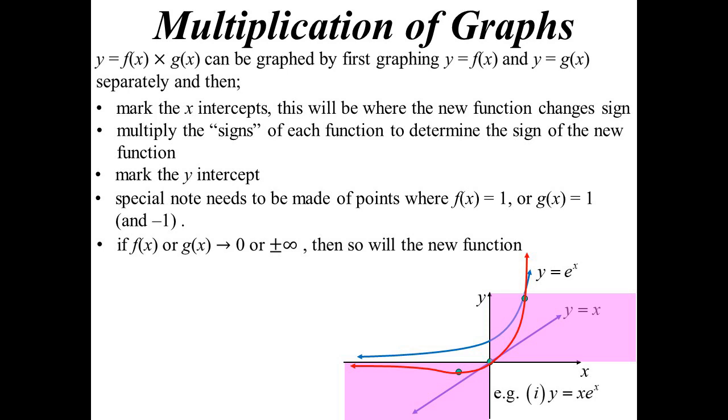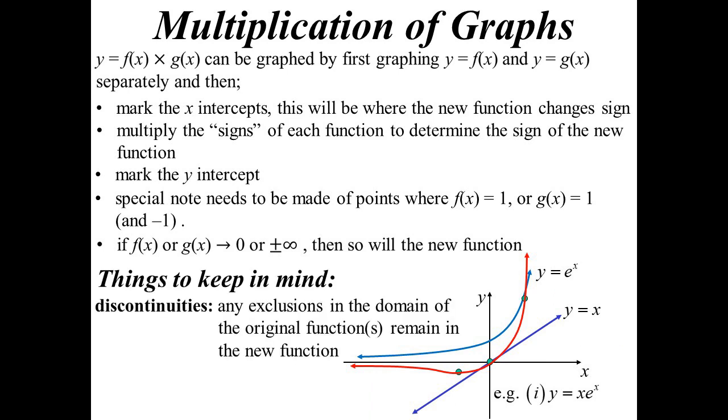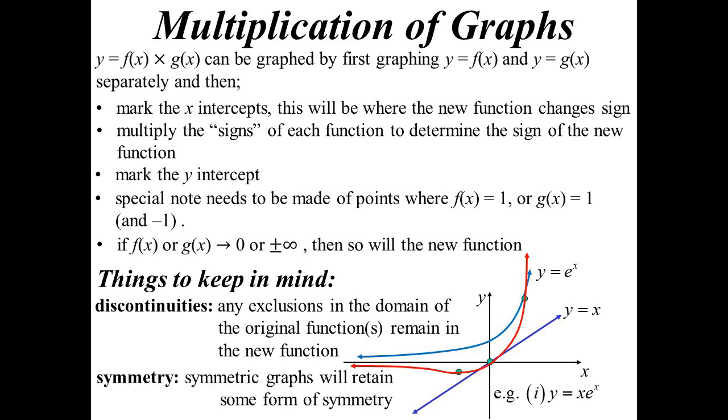I've got to go through those points. I've said on the left hand side it's going towards 0, and on the right hand side we're going to keep going to infinity, and so that red curve becomes my new function, x times e to the x. Keep in mind, again, discontinuities can't magically become part of the domain of my new function. Symmetry, again, multiplication also retains symmetry.